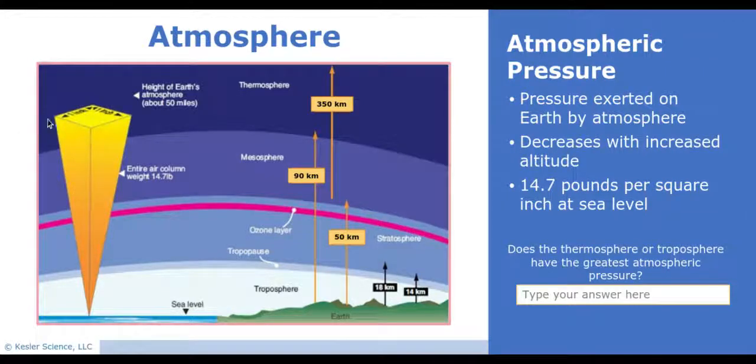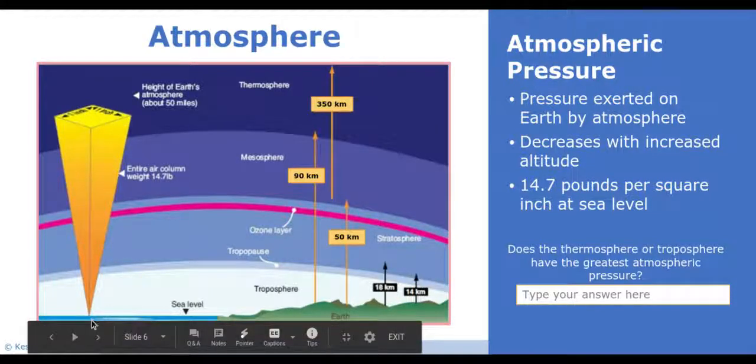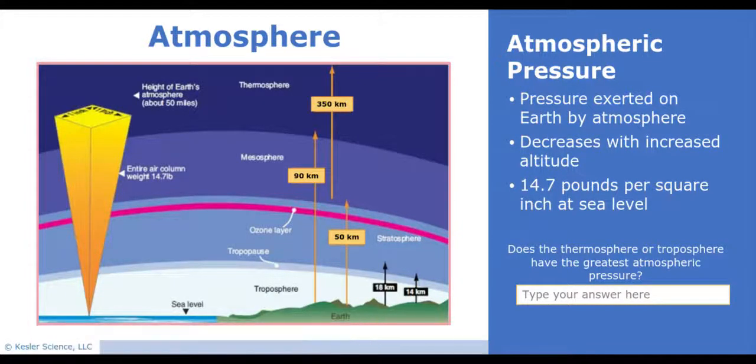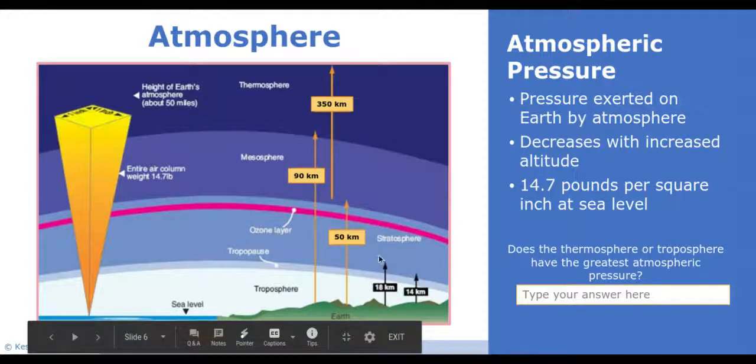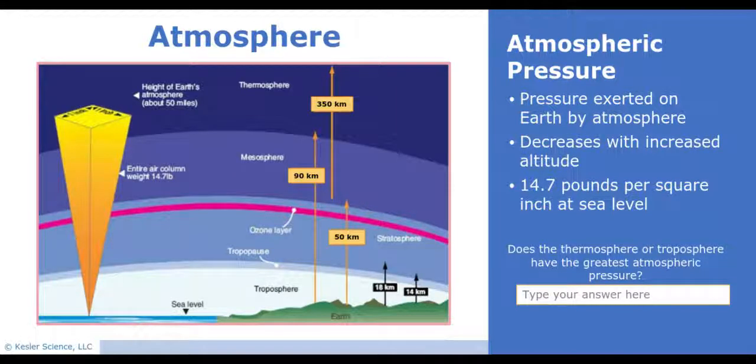And if you look over here, this is a square inch. It has 1 inch on both sides, so it's a square inch. And down here at sea level, that little square inch has 14.7 pounds of pressure being put on it. That's a lot of pressure. So the closer you get to sea level, to Earth, the more pressure is being put on our atmosphere.